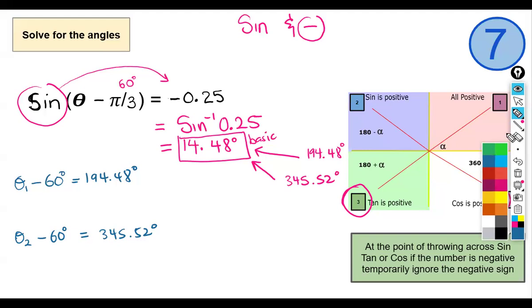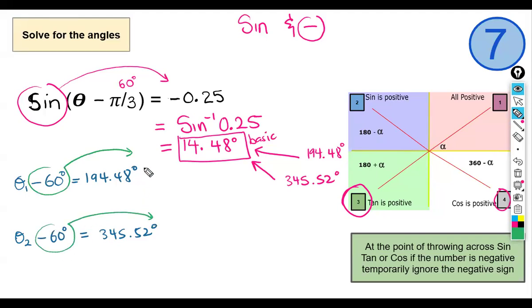Quickly finish out the question. To solve for theta 1, you just throw across the minus 60 to get positive 60, and you redo it again. Finish off the question and send your final answers.